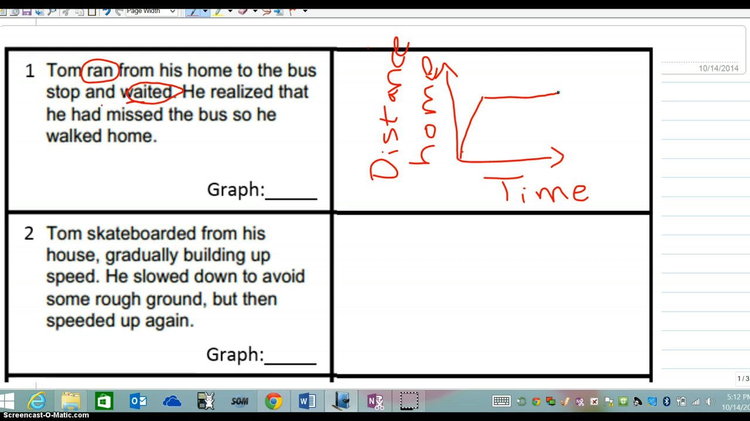He realized that he had missed the bus, so he walked home. If Tom is walking, then that means that the distance between him and his home is decreasing because he's walking home. But because he's walking, it is not decreasing as fast as if he were running towards his home. So instead of making a line that goes down pretty fast, I'm going to draw a line that goes down not as fast. A line that is not as steep. And so there I have it. Even though it looks messy, I have kind of like a sketch of what a graph that would fit that scenario would look like. Let's look at number 2.